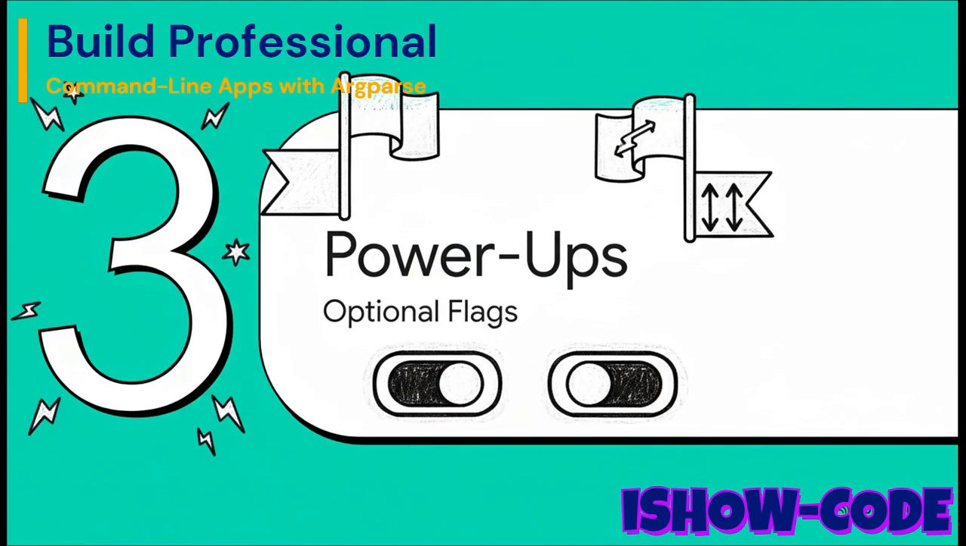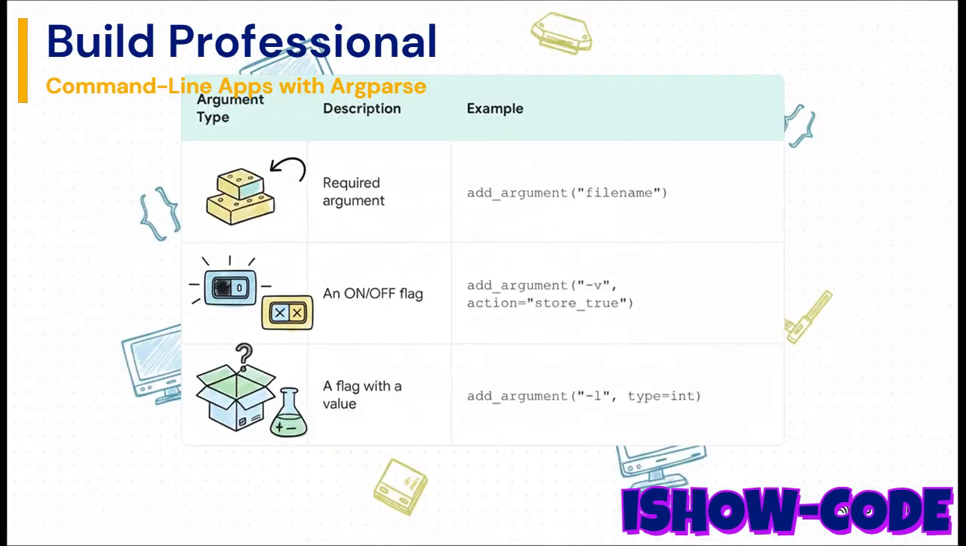All right, so we've got the foundation down solid. Now it's time for some power-ups. Let's look at how to add optional flags and switches to give our users even more control. So we've got a few different types of arguments we can play with. We already know the first one, the positional argument. That's the required one. Now we're going to add 2 optional types. First up is the boolean switch. Just think of this as a simple on and off toggle. Then we have the optional value, which is a flag that expects another piece of data to come with it, like a number or a string.